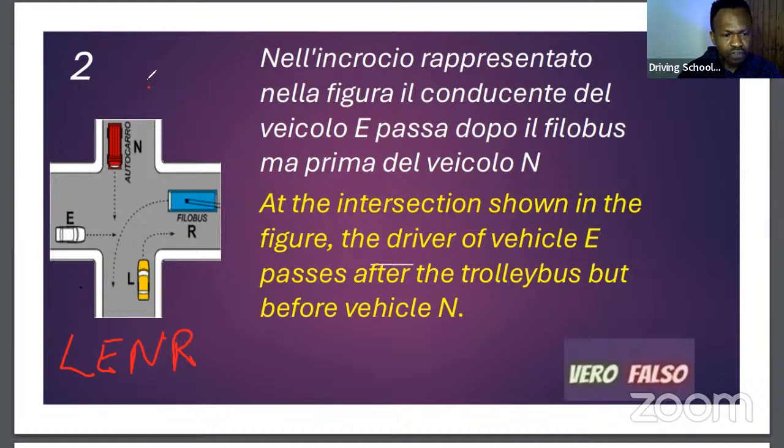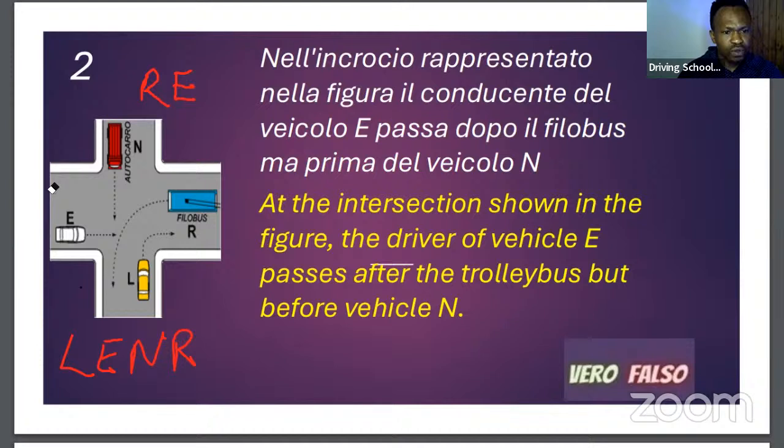Now we're going to write filobus, which is vehicle R. Then we're going to write, it said vehicle E passa dopo il filobus. Then we're going to write E, because E will pass after the filobus has passed. Then it says, "ma prima del veicolo N." That is to say, E will pass before vehicle N.